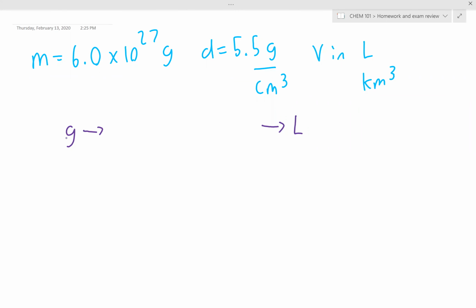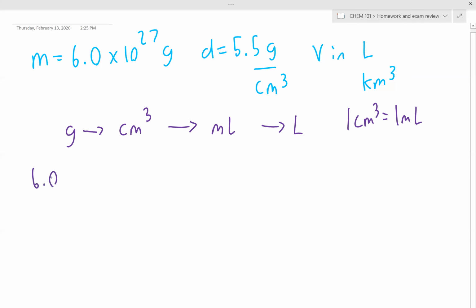Do I have a tool that allows me to go from units of mass to units of volume? And what units of volume can I get using this density up here? Yep, so I can go from grams to centimeters cubed. Can I go from centimeters cubed to something related to liters? Milliliters, exactly. Because remember, 1 centimeter cubed is 1 milliliter.